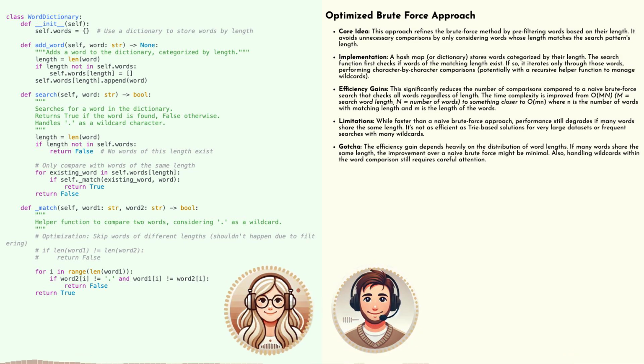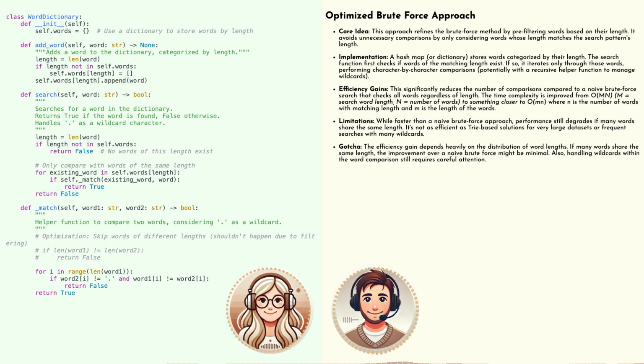Let's go back to the problem itself. We know the search term, including the wildcard. What information can we use from that search term to narrow down the possibilities? Well, we know how long the word is. Yes. Even with the wildcard, we know the length. Can we use that? Absolutely. We can filter our dictionary based on word length before we even start comparing.